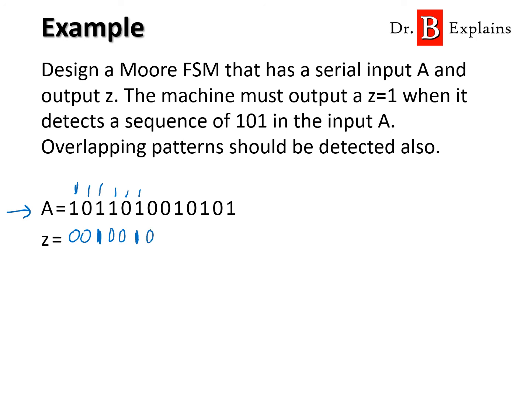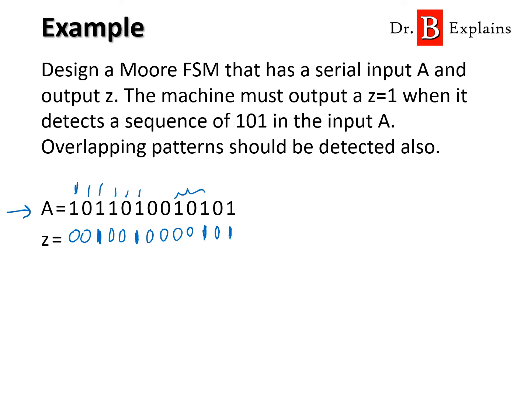Then we have a 0, a 0, 1, 0, and then we have here another pattern, so that should be a 1, and then we have a 0 and a 1. Okay, so with that in mind, we need to determine what is the behavior of our state diagram first.